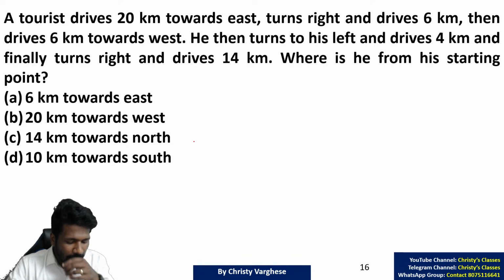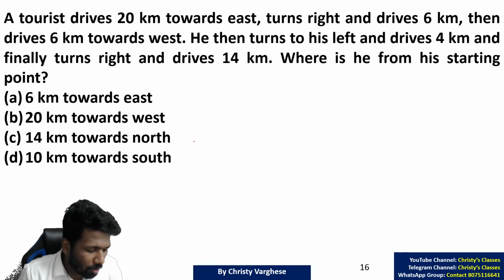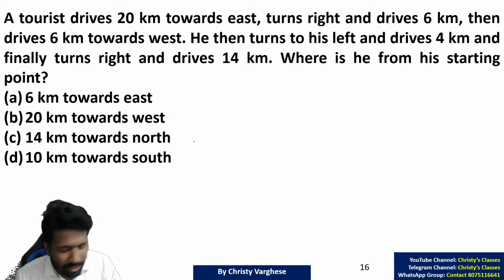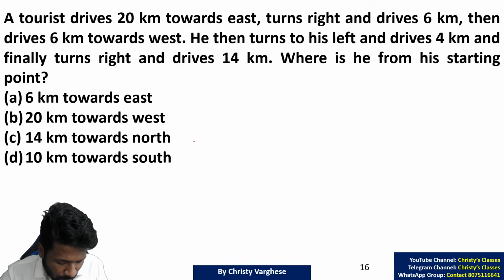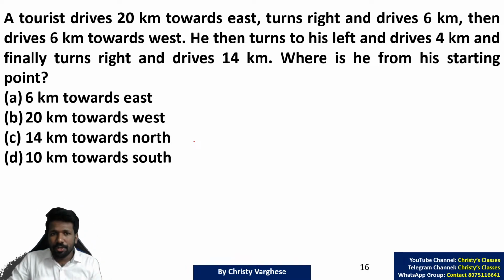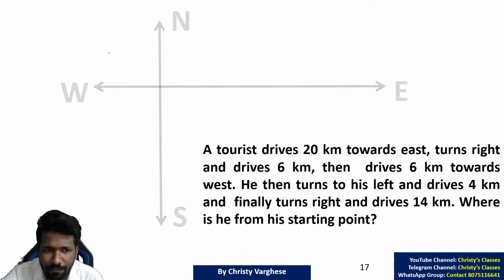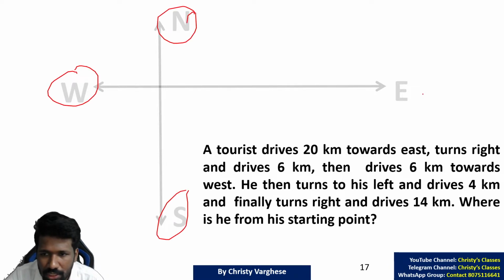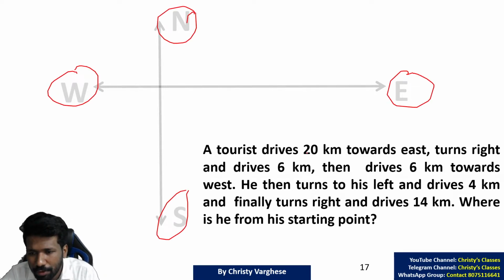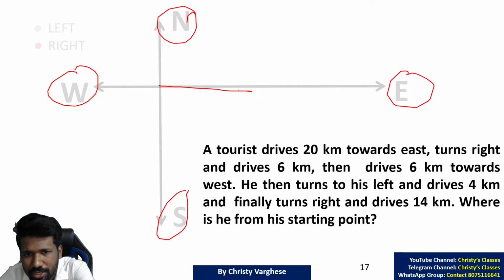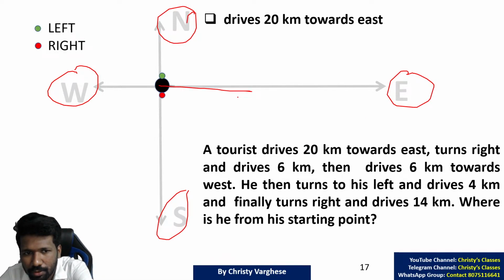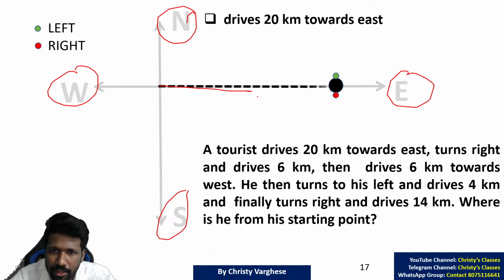Okay, so I will explain. How to draw the diagram, I hope all of you know, but I will tell you some tips and tricks so that you can do it faster. A tourist drives 20 km towards east. For reference, if you want, you can just mention north, south, east, west like this. A tourist drives 20 km towards east means towards this direction, like this. So 20 km.